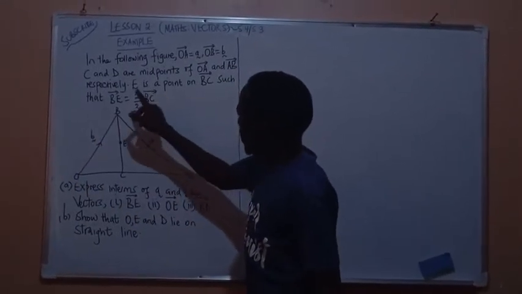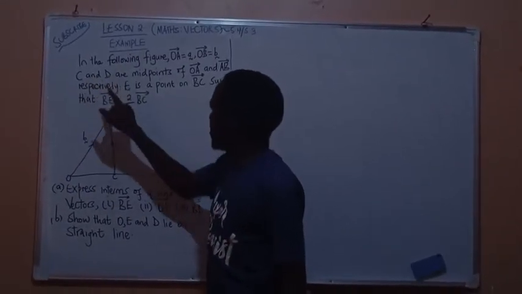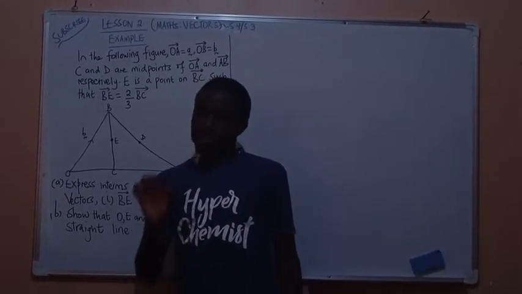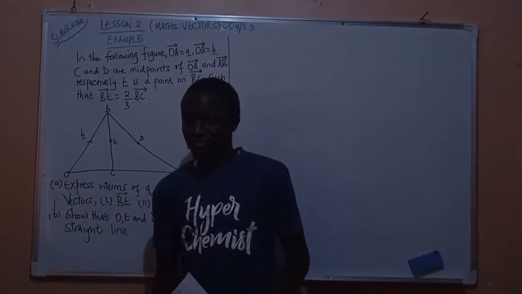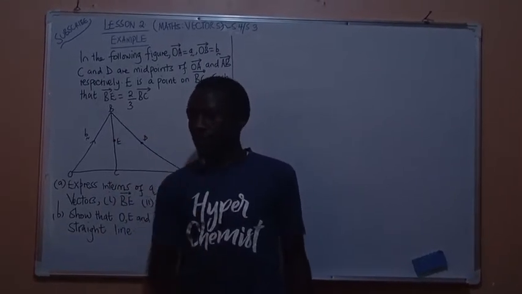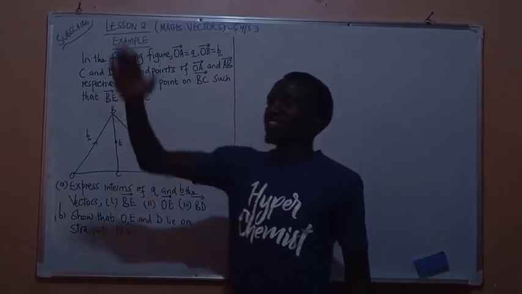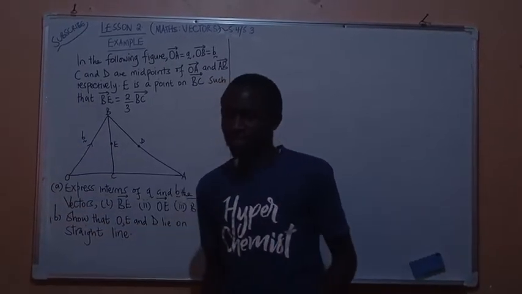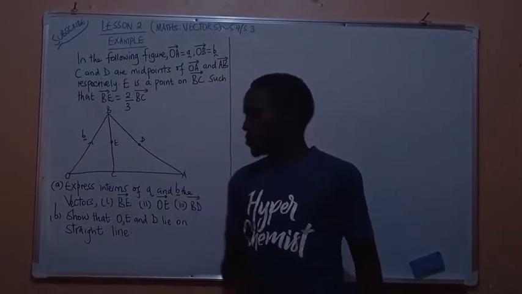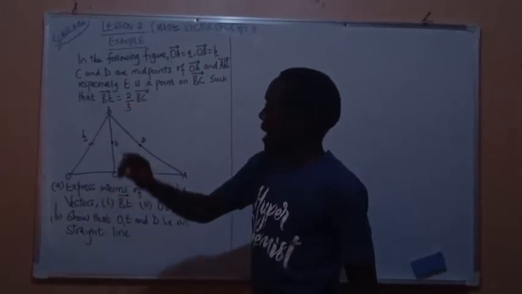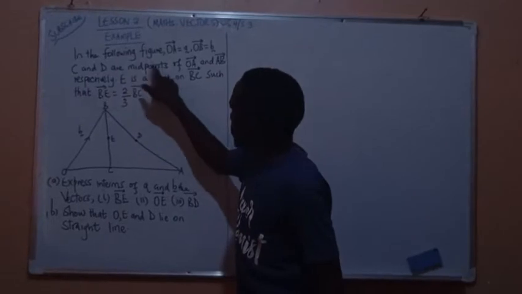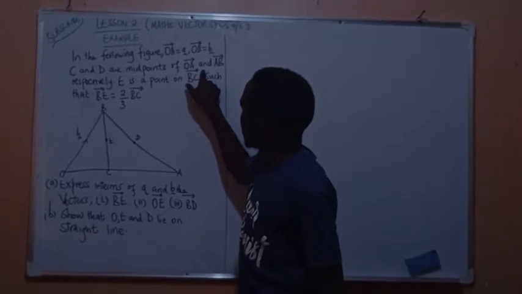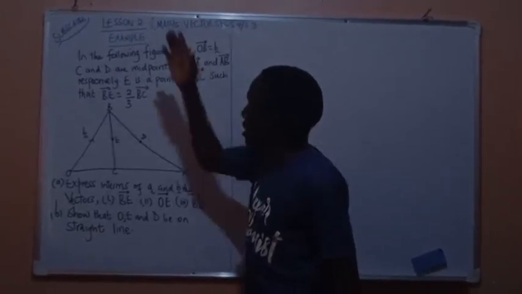Now, they have gone ahead to tell us that C and D are midpoints. Let me ask Ellen, what is the meaning of midpoints? Very good, Ellen has said that when we say midpoints, it is as if that point is cutting those edges or those lines by a half.